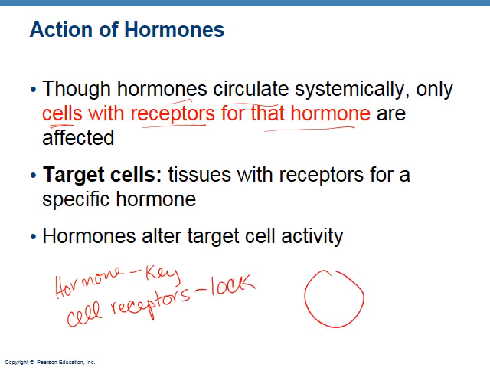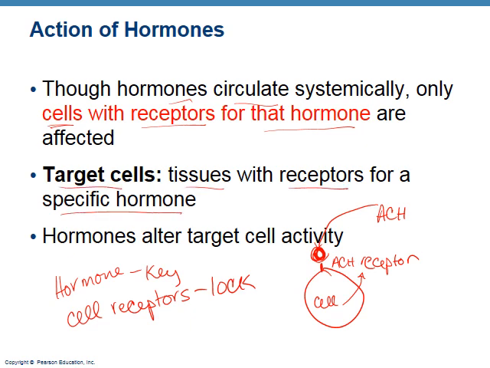So what we're saying is if you have a cell, let's go back to when we had a muscle cell and we had this acetylcholine receptor. What's the only molecule that could come and bind to this acetylcholine receptor? Well, hopefully it's acetylcholine only. We do have drugs that can mimic, but I don't want to go off on a tangent, right? So acetylcholine can only bind to a cell that made an acetylcholine receptor. So target cells are tissues with receptors for a specific hormone, and then and only then can that hormone bind to the receptor and cause action to happen inside the cell.